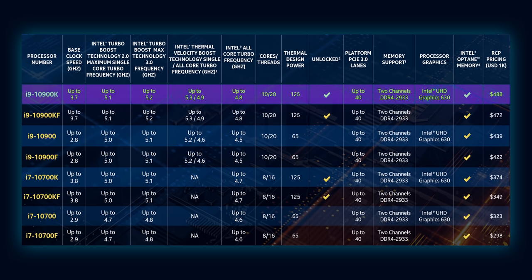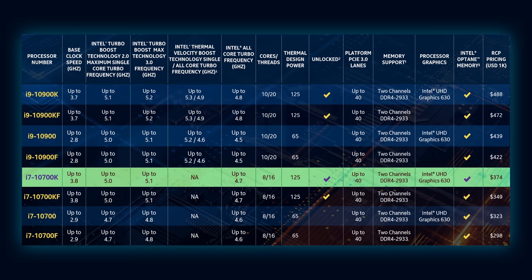Starting right at the top is the i9-10900K, which has a 10 core, 20 thread layout, and it can hit some pretty insane speeds of up to 5.3 GHz when 2 cores are active. To hit those speeds with 10 cores, Intel needed to up their TDP from the 9900K's 95 watts to 125 watts, and we all know that number is probably on the low side.